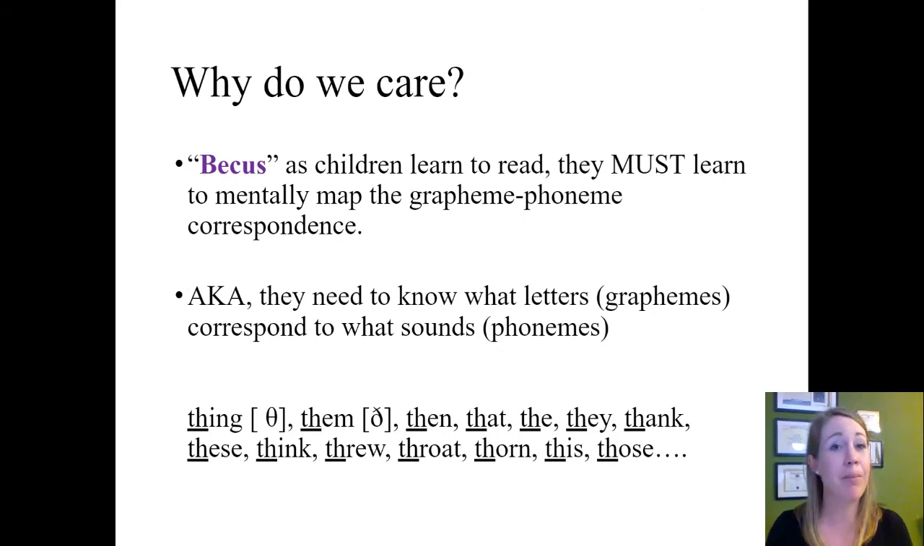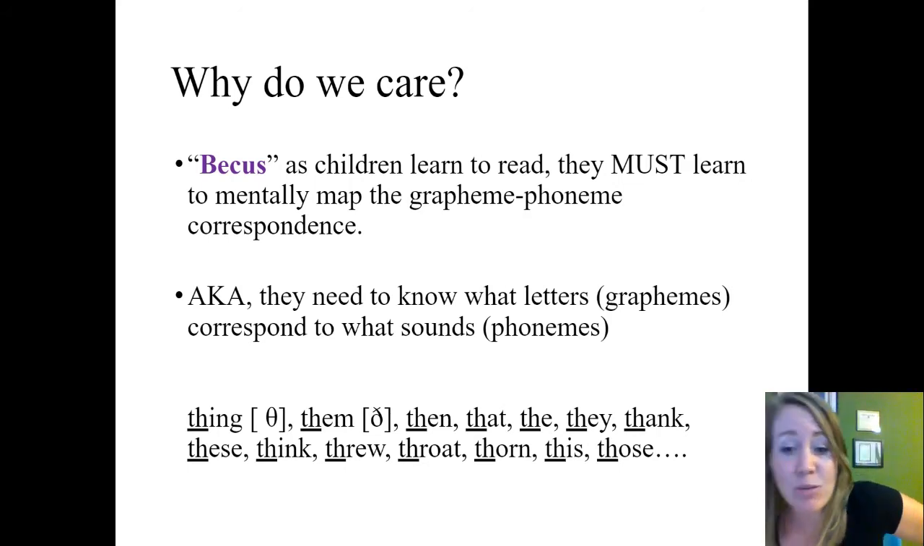So why do we care? Because, and there's my son's spelling for because, as children learn to read, they must learn to map these things together. They need to map the sounds, the phonological awareness they have, the phonemes they know, to spelling patterns, to graphemes. They need to know what letters correspond to what sounds. And there is a pattern here.